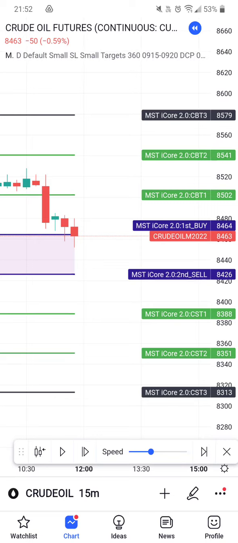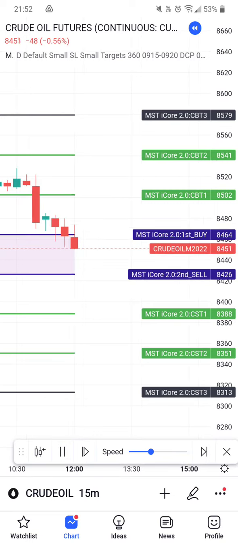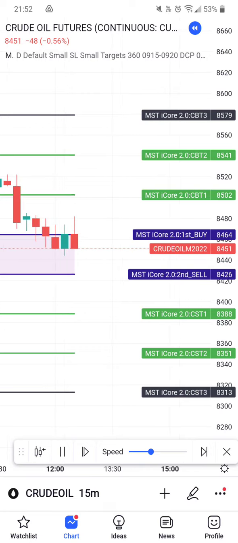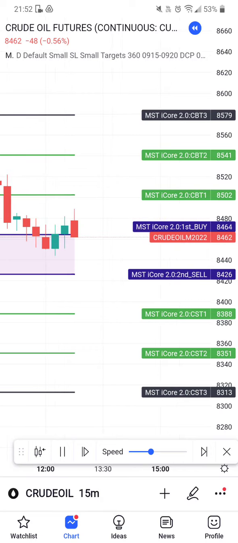Now I am running the market again. Now what happened? It is coming down. We are in loss now. 20 points we are in loss. Now it is going back.